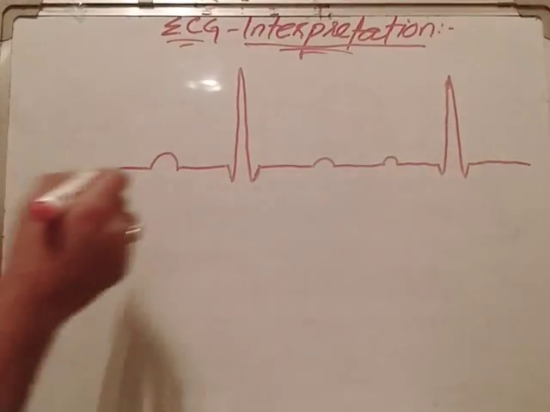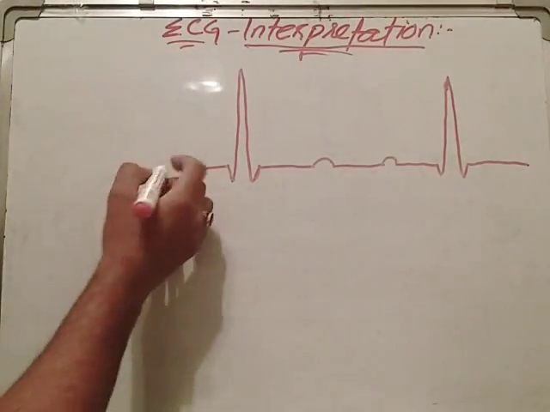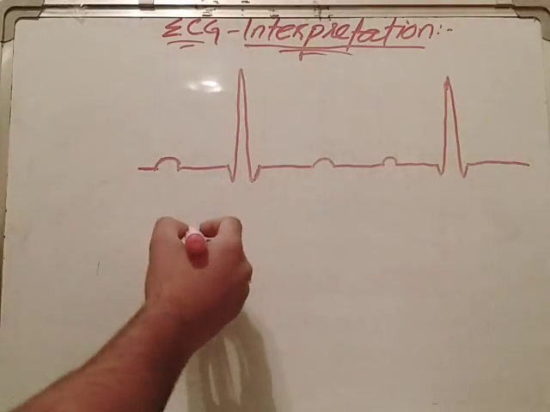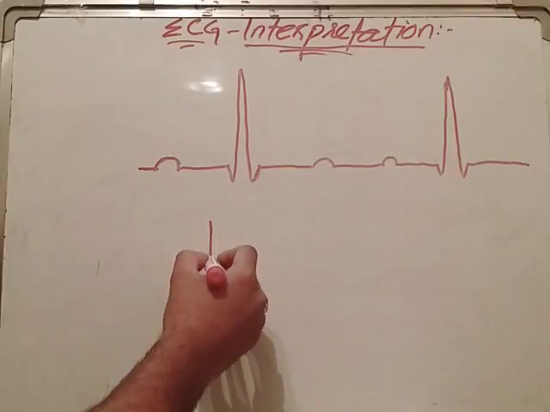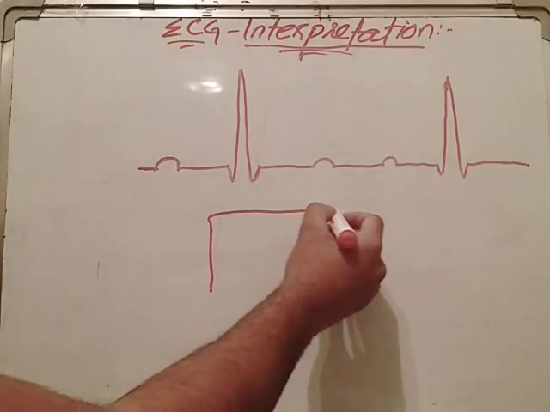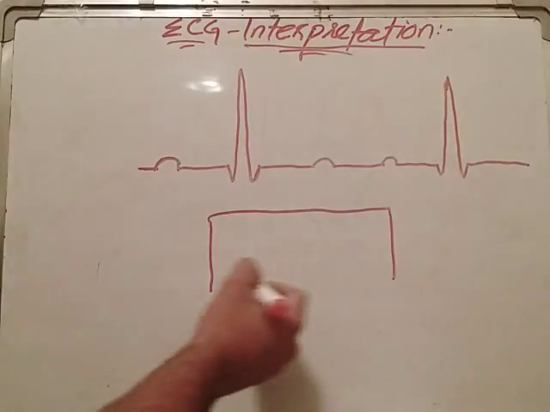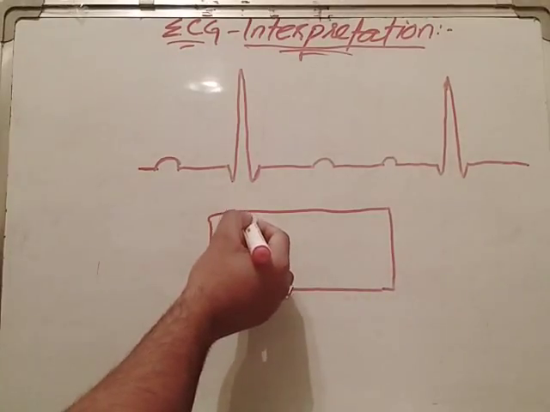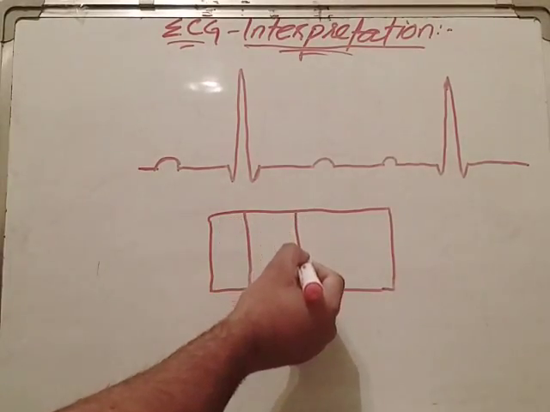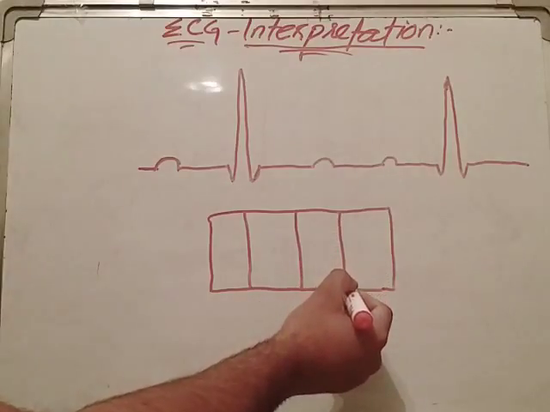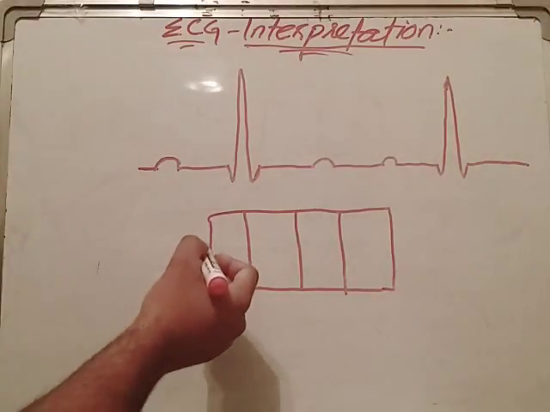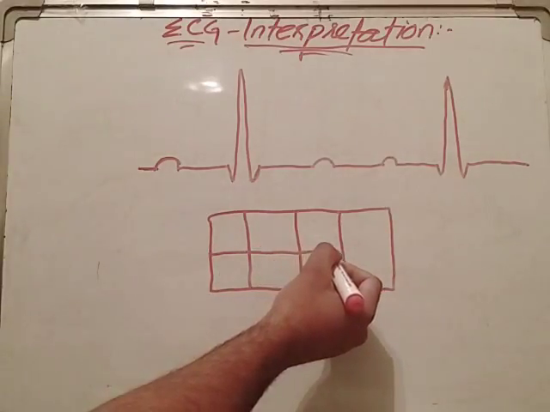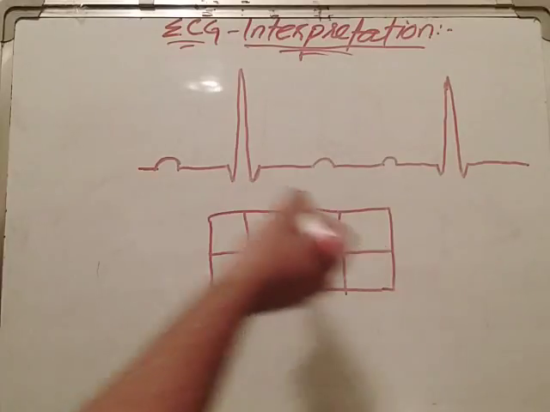This is the ECG, the electrocardiograph, and I think everybody knows the ECG graph. The ECG graph has large boxes and small boxes. For example, 1, 2, 3, 4 large boxes, and every large box has 5 further small boxes.